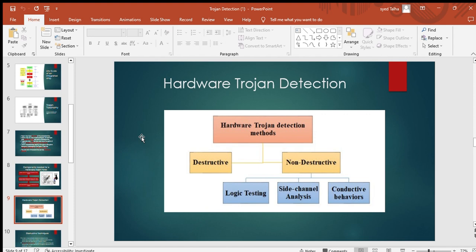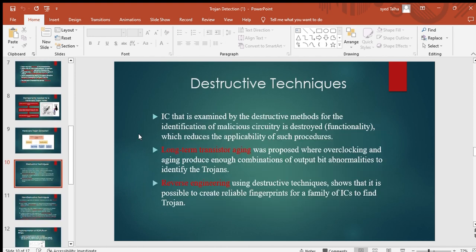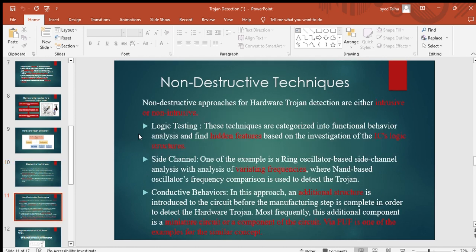There are majorly two different ways of doing this. One is a destructive approach, where the functionality of the integrated circuit may change after we apply the detection methods, and the other one is non-destructive, and the one we are going to focus on is side channel analysis. Examples of destructive techniques are reverse engineering and long-term transistor aging, and as I said, these may destroy the functionality of the IC. The non-destructive techniques are logical testing, side channel and conductive behaviors.